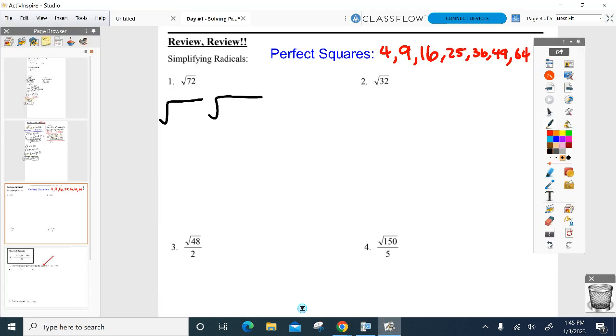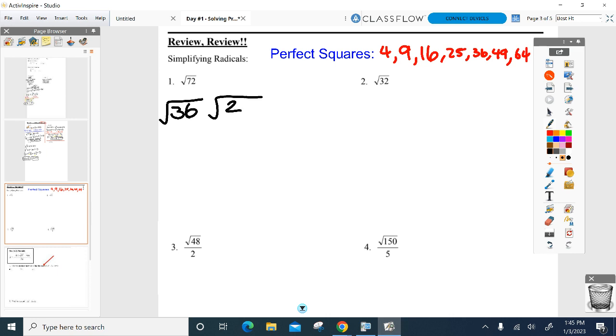Biggest perfect square that goes into 72. It's 6 and then under the radical 2. Okay, I didn't ask for the final answer. I just want to know the 36 and 2. Okay, 36, biggest perfect square, and 2.